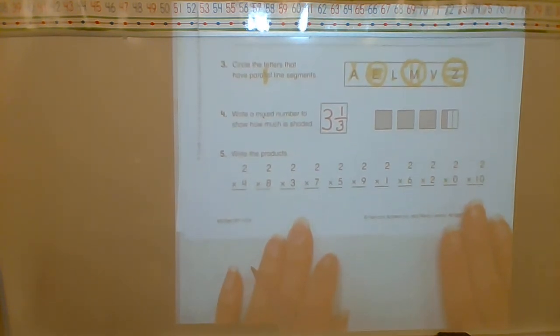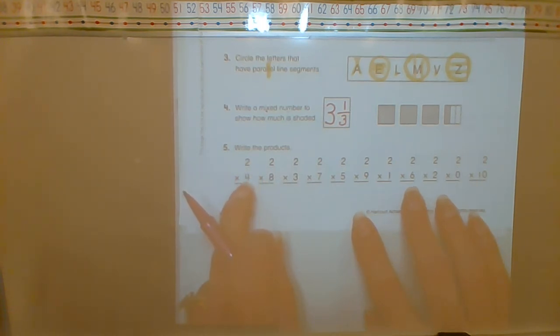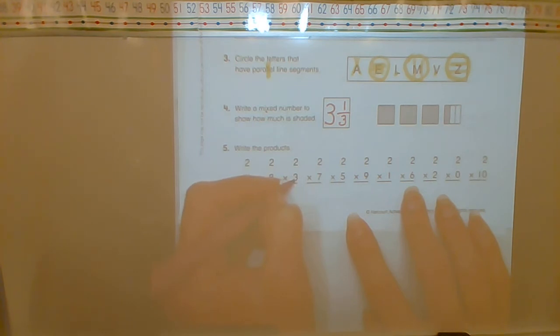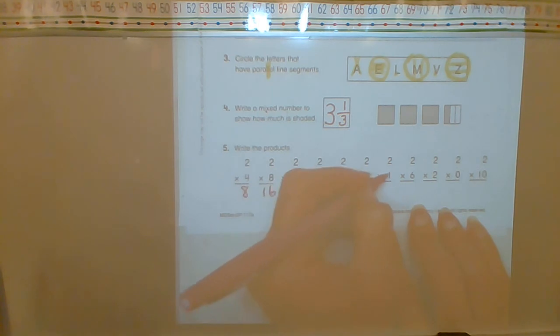All right, these are our 2's, and if you've been practicing your 2's, you might remember there's a fantastic trick. It's really just a doubles problem. So anything times 2, double it. So what's 4 plus 4? 8. What's 8 plus 8? 16. What's 3 plus 3? 6. What's 7 plus 7? 14. What's 5 plus 5? 10. What's 9 plus 9? 18.